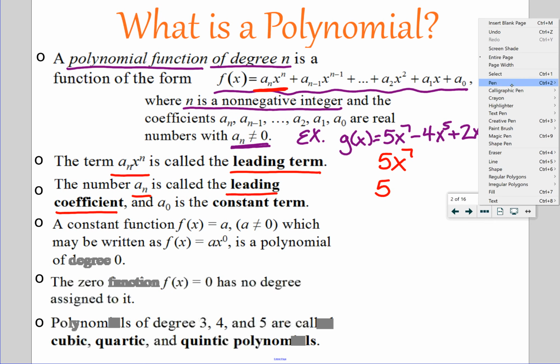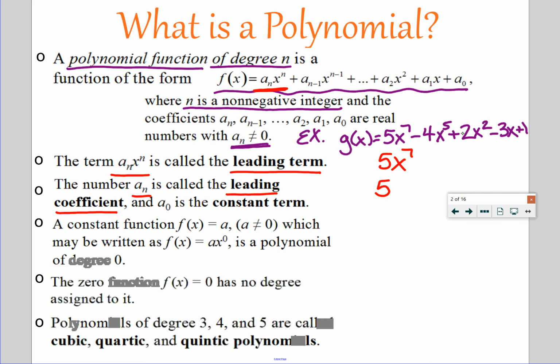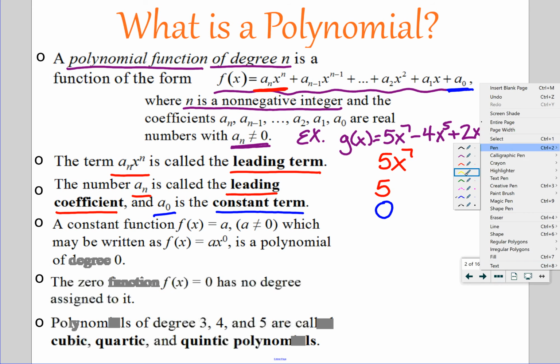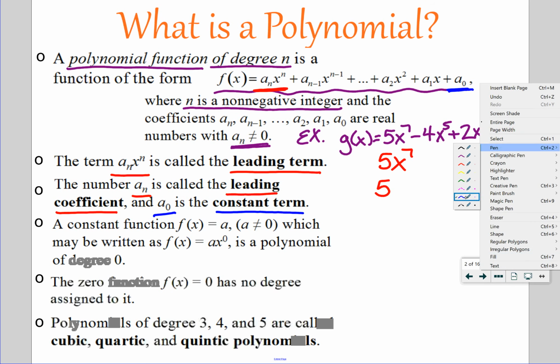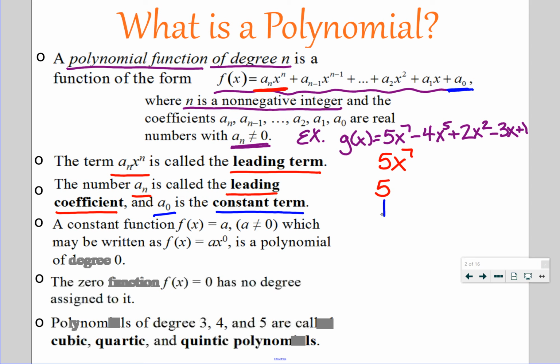And then we have a constant. Sometimes you have a constant, sometimes you don't. The constant term is a sub 0, which again, if you go back to our original definition, is the term that does not have a variable. So our constant here is, not 0, sorry. It's 1. It's the number that does not have a variable. There we go.